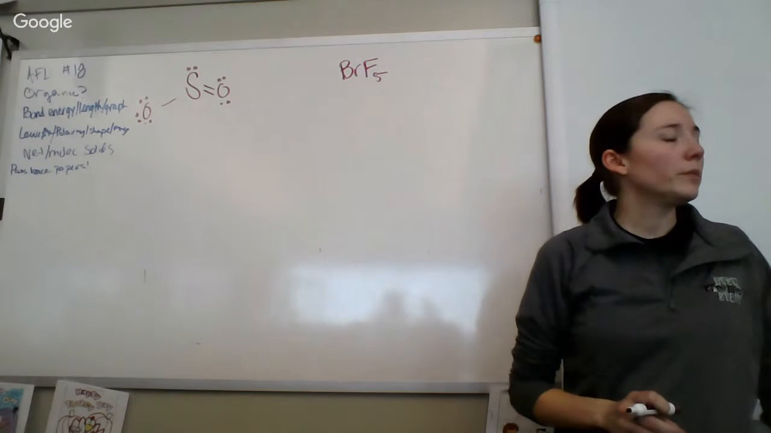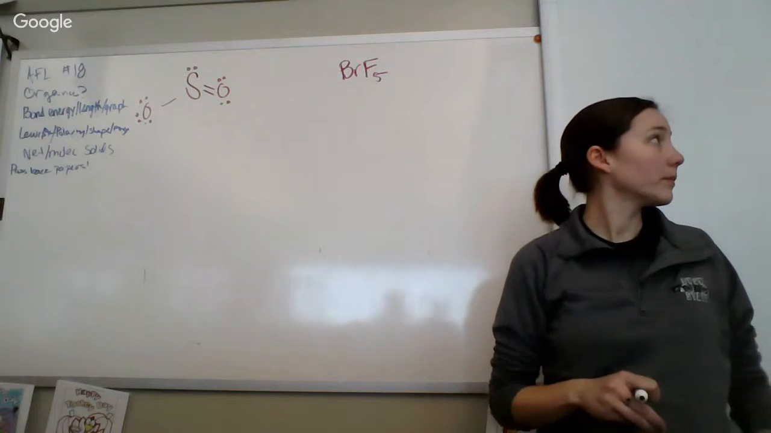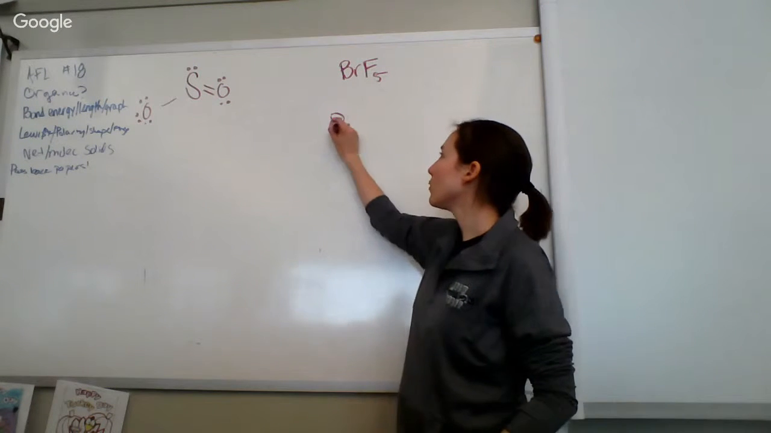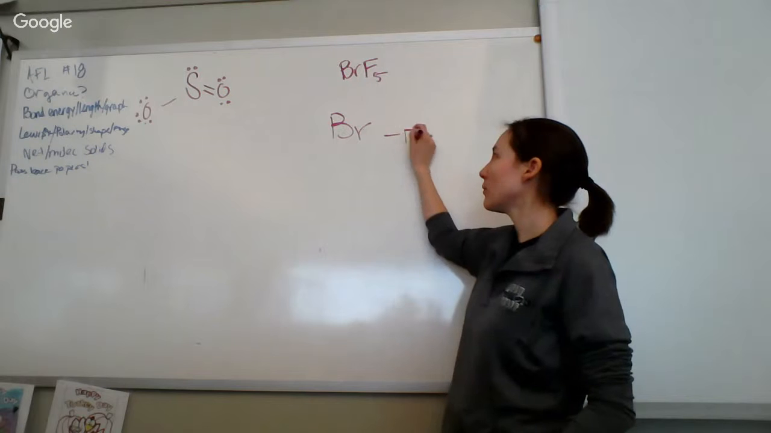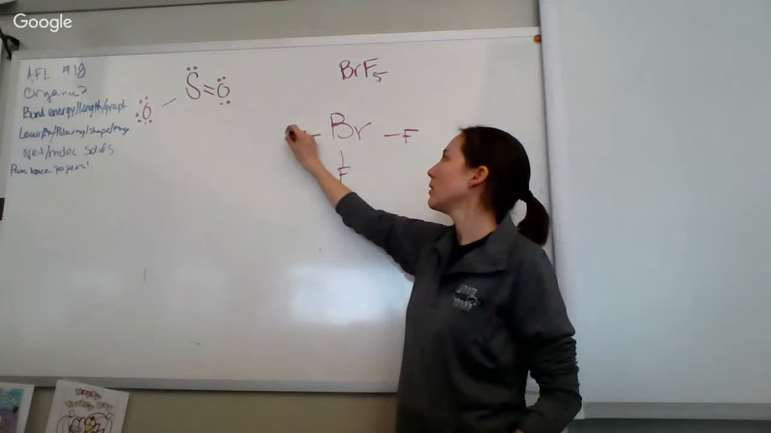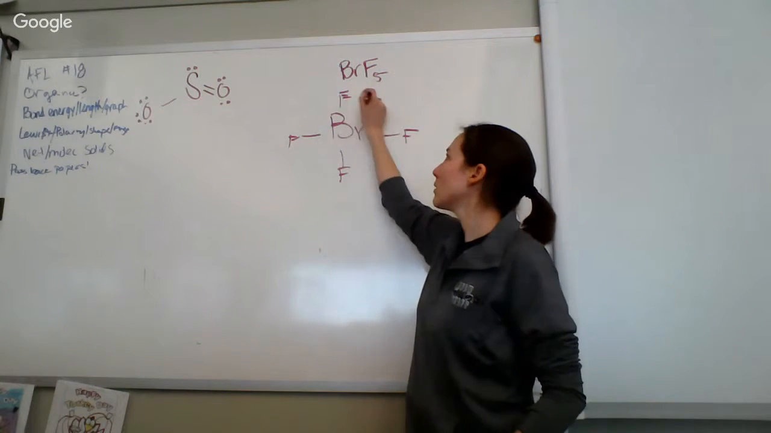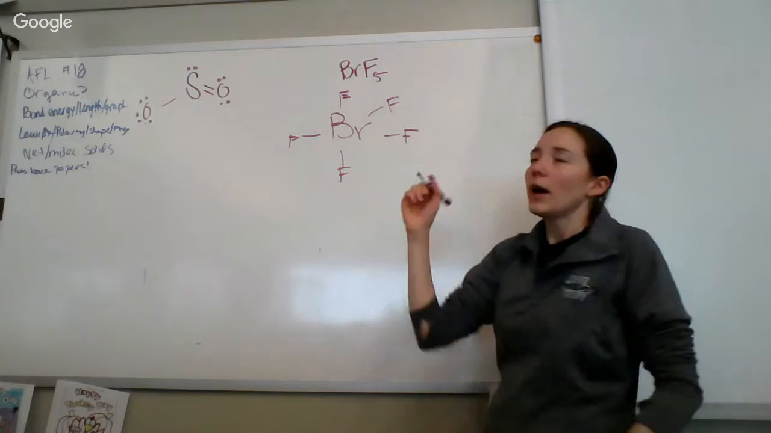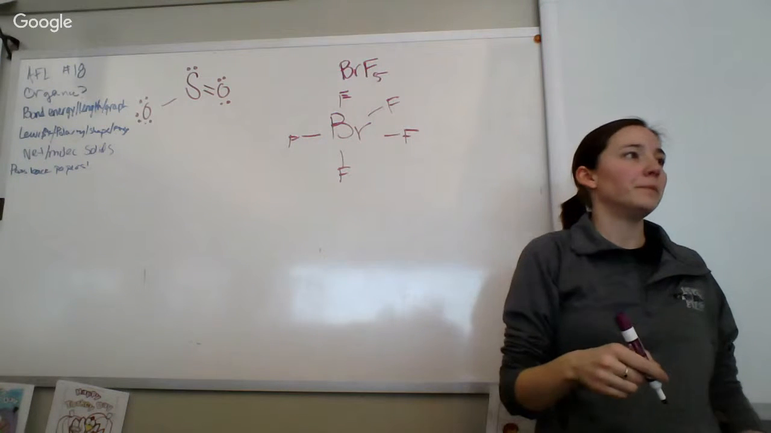BrF5. So what would be the central atom? Bromine. And if bromine is my central atom, I have to put my fluorines all around the outside. How many total electrons do we have here?